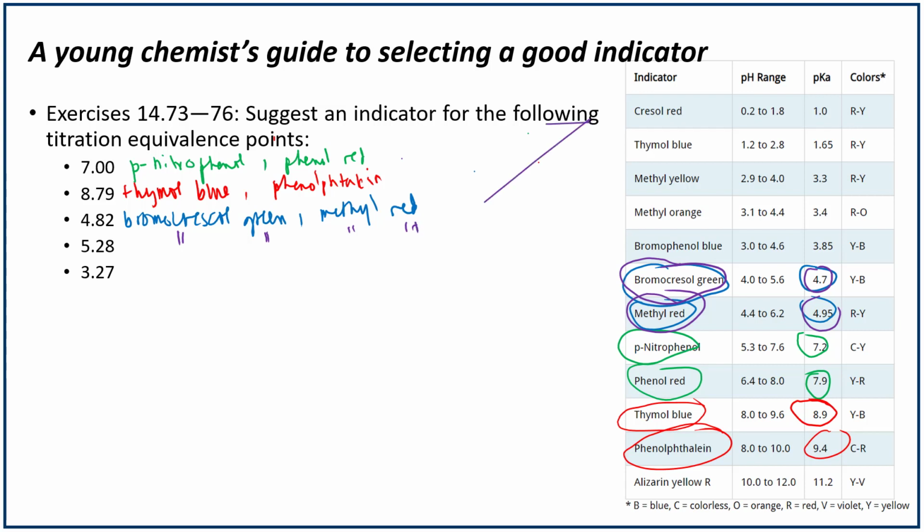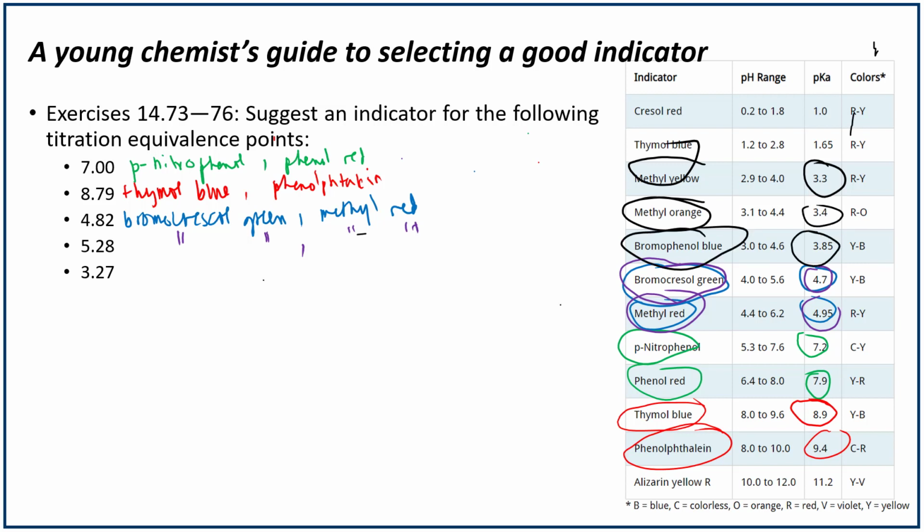And then we have lastly 3.27. So for pH 3.27, or equivalence point of 3.27, we have to consider here methyl yellow. We also can use methyl orange. And we can also use bromophenol blue. So this is methyl yellow, methyl orange, and bromophenol blue.